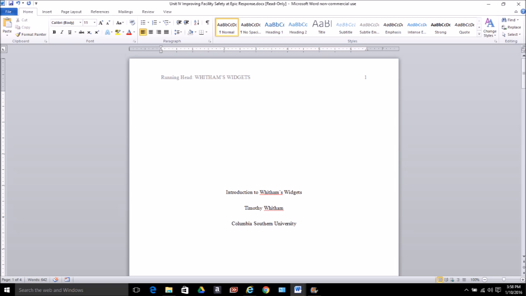As you see in this example for a CSU cover page, in the top left-hand corner we have the running head, and then the title of the paper, all in capitalization. And in the center of the page is where we have our title, our name, and Columbia Southern University. These are required by the CSU writing standards that you'll find.